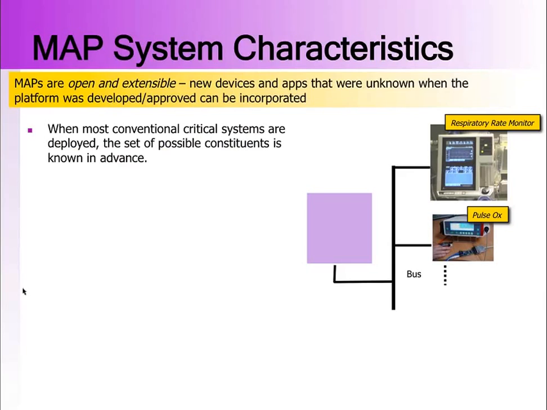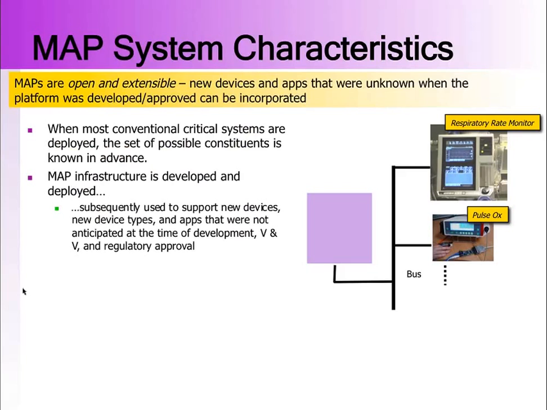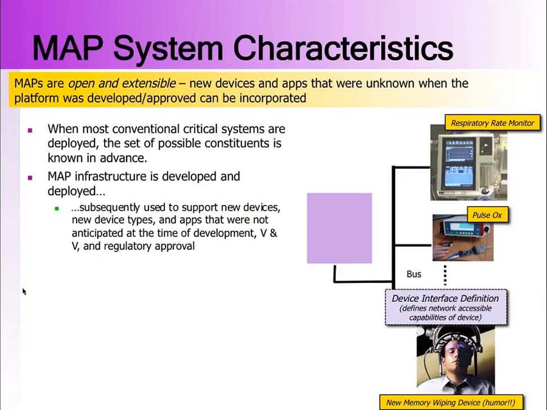When most conventional critical systems are deployed, the set of possible constituents is known in advance. In our system, we want to be able to allow the infrastructure components to be deployed and then subsequently use new devices, new device types, and apps that were not anticipated at the time of deployment, after you also went through V&V and regulatory approval of the platform. There's a silly little example here. I build a platform, but then somebody comes out with this sort of mind control device, and I should be able to write an app to control what parts of the memory get wiped. Maybe Brad might be interested in this sort of thing. I don't know. The idea here is, how can I possibly do that with a platform that's already been deployed?